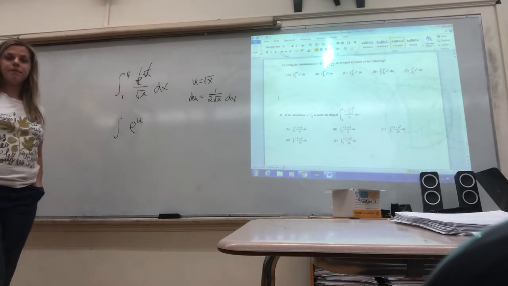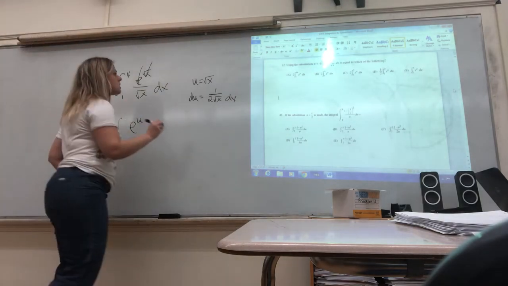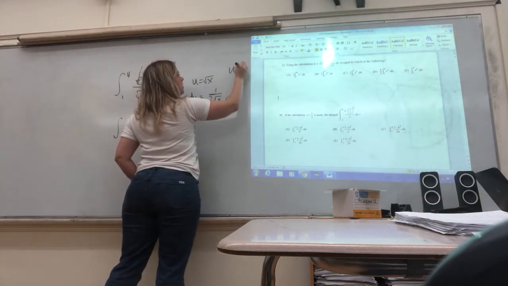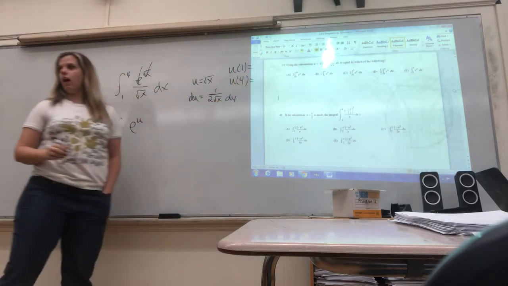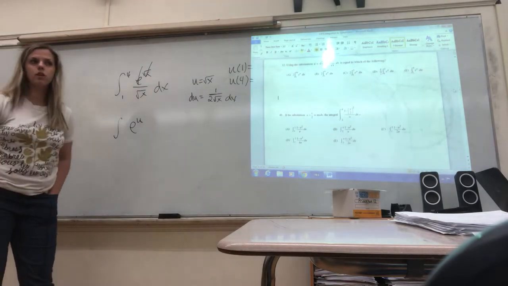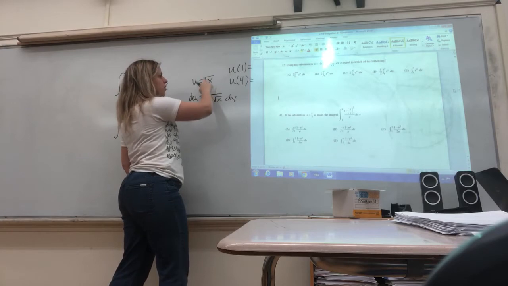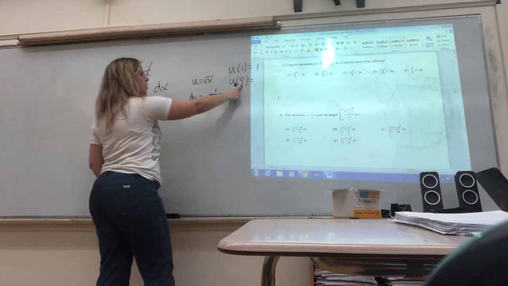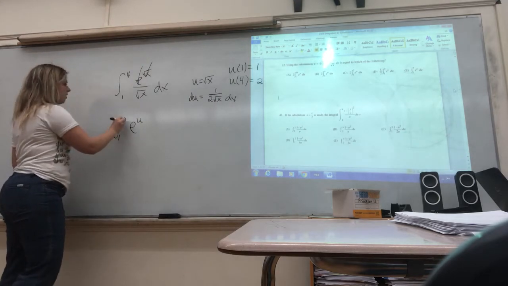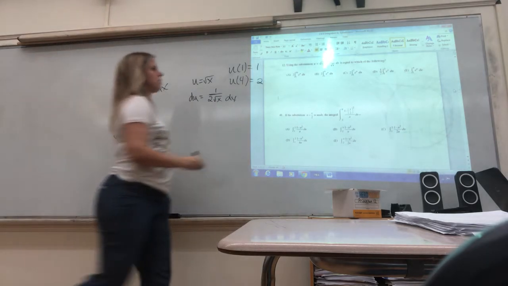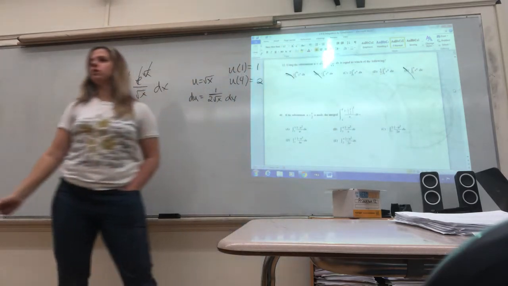Yes, Shereen? Also, can't you just plug in the 4 and the 1 into the first equation so you can cross off a lot of options? Exactly, I love that. We could have even just started with the limits of integration. u of 1 is the square root of 1, which is 1. u of 4 is the square root of 4, which is 2. My limits of integration are going to go from 1 to 2. Boom, boom, boom. It's either C or D.